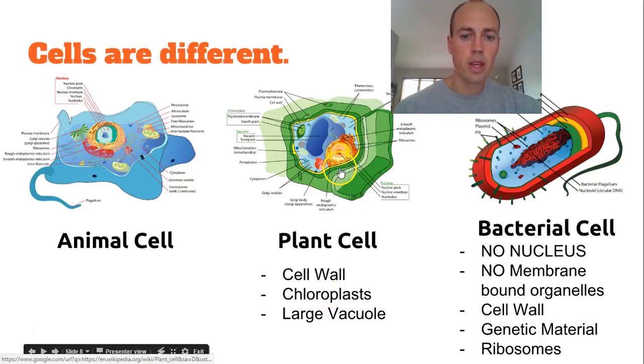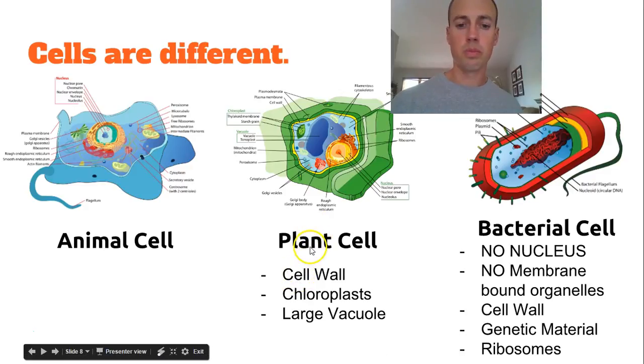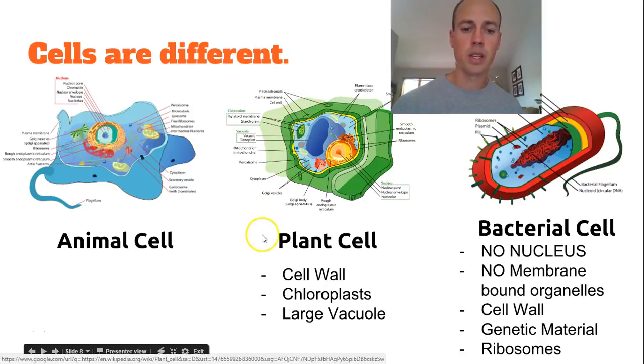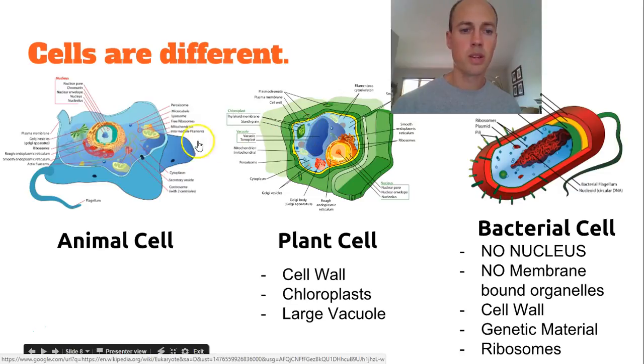Chloroplasts are something that is specific to plant cells and other cells that might make their own food. They take a big part of that process. It's also what makes plants green in large part. And then the larger vacuole you'll see. Animal cells have one, but it's not as big.